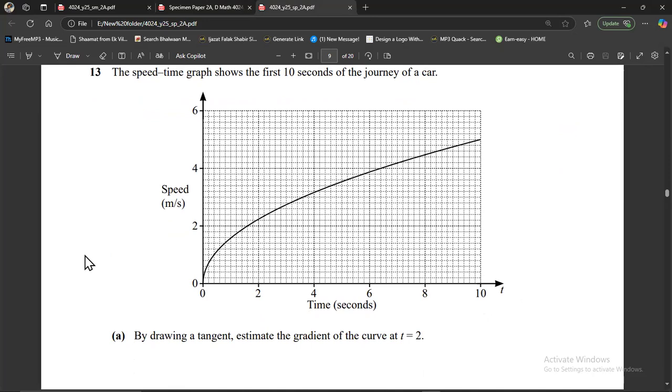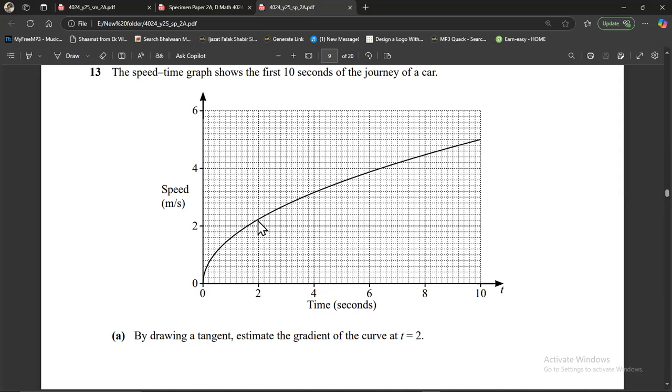So here we have a speed time graph, and on the x-axis we have time, on the y-axis we have speed in meter per second, the time is in seconds, and the graph is a curve. You know that the gradient of the speed time graph is equal to the acceleration. So they are asking us to draw a tangent and then estimate its gradient at time t equals 2.